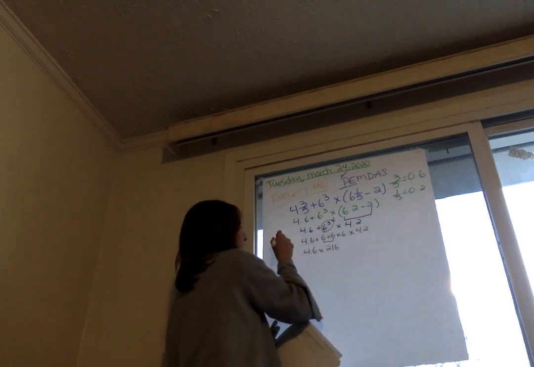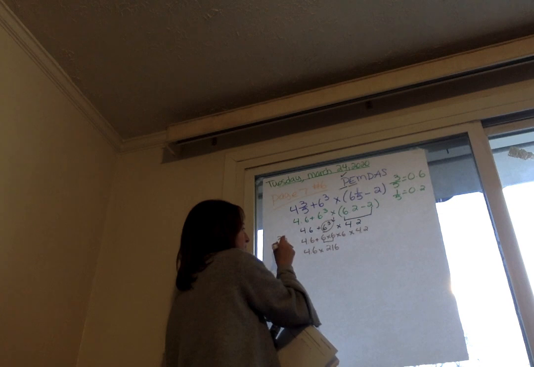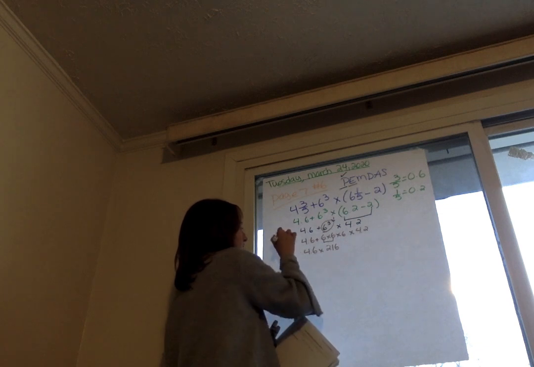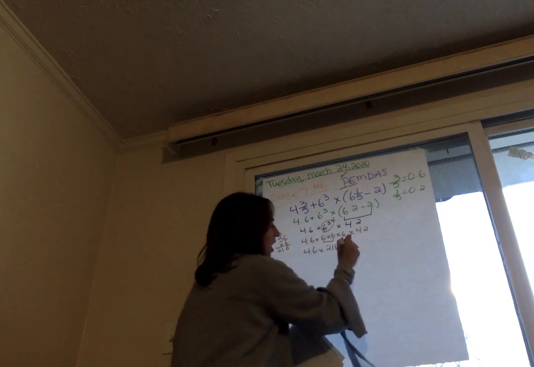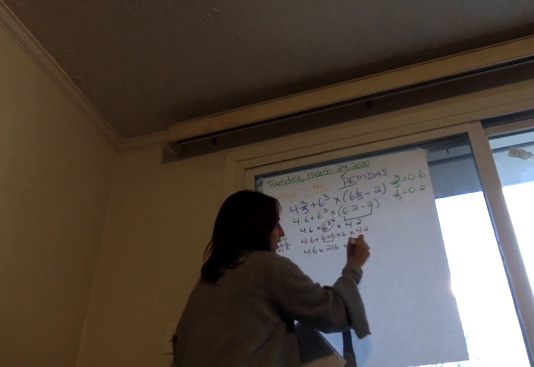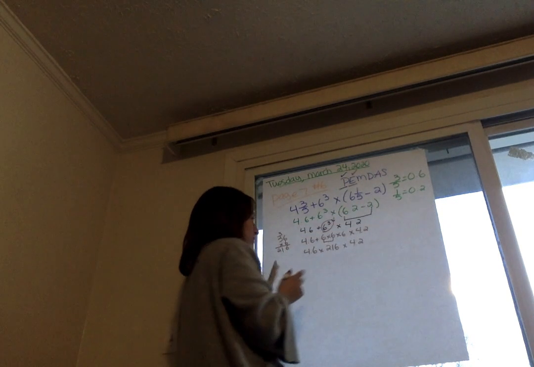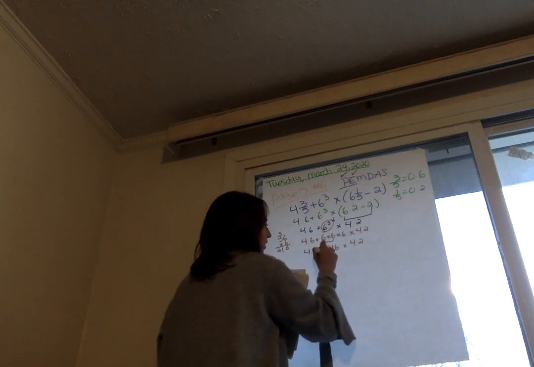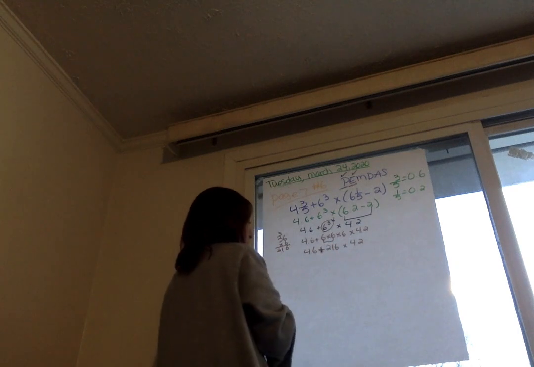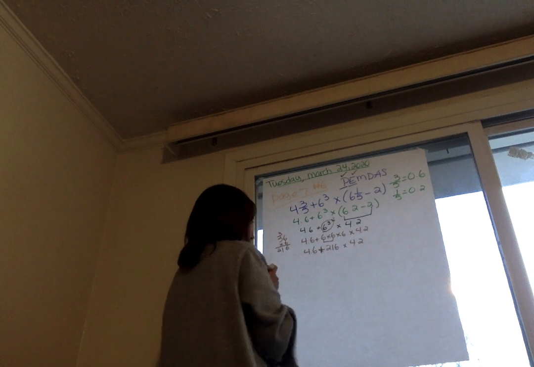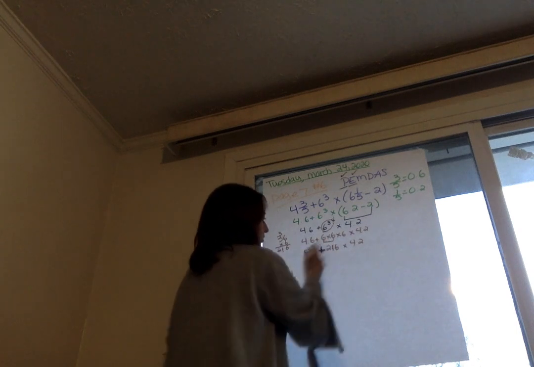Let's just double check that. 36 times 6 is 216, times 4.2. So I did my E for my exponents. This should be a plus sign. Sorry, guys, that's actually a plus. It's 4.6. This is a plus. Okay?